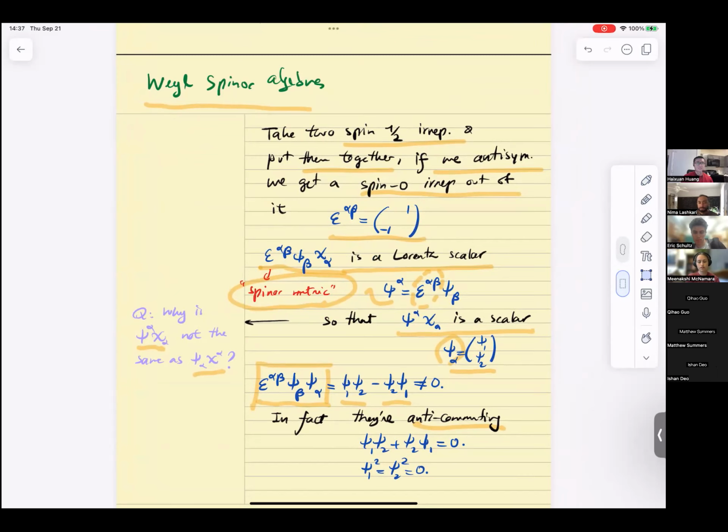How is this epsilon alpha beta, phi beta chi alpha thing, a Lorentz scalar? Yes, that one. This is when you have two spin half particles. Let's say in the quantization of the hydrogen atom, two electrons, you could put them in up-down minus down-up, in the same way.